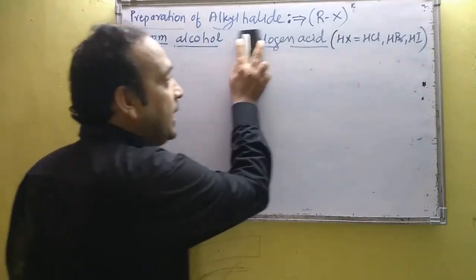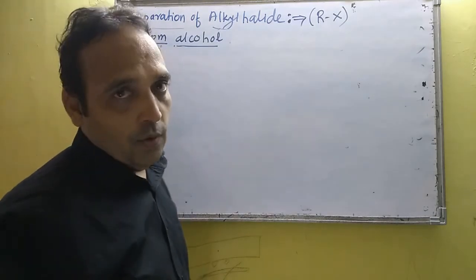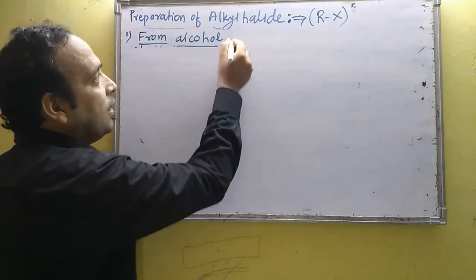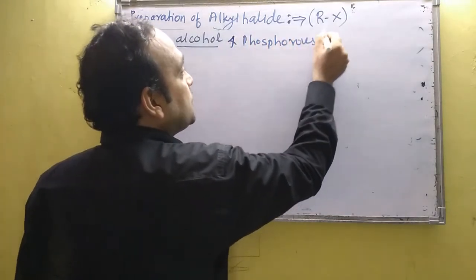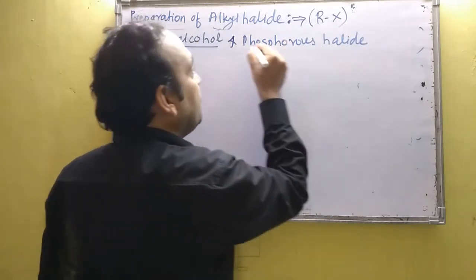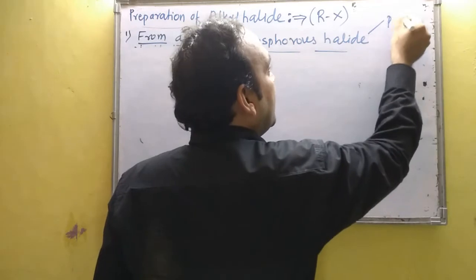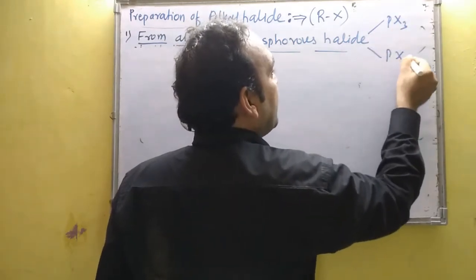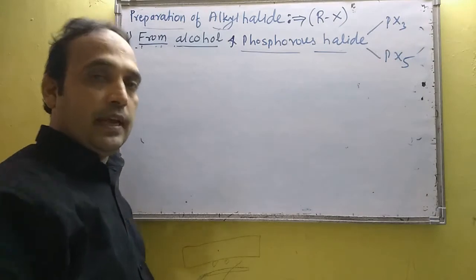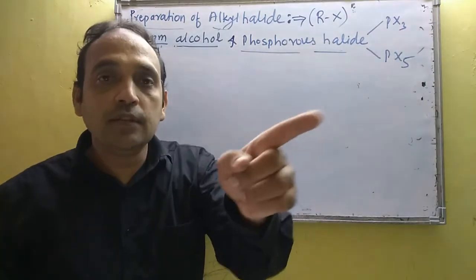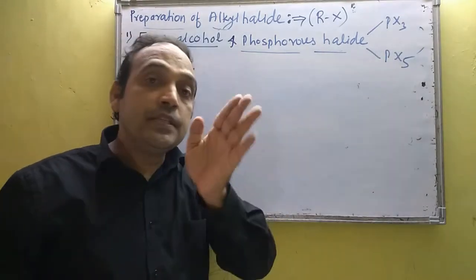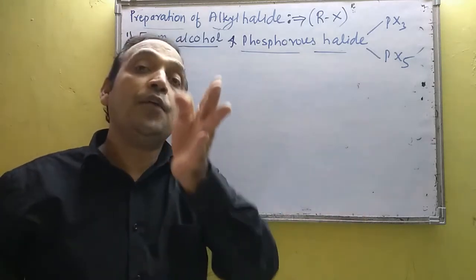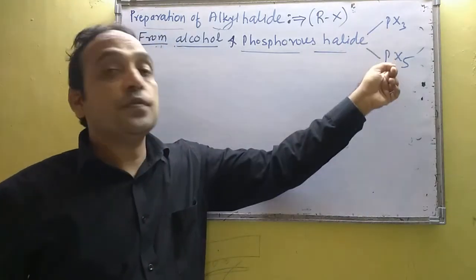using halogen acid, either HCl, HBr or HI. Okay. Now second, from alcohol and phosphorus halide. The phosphorus halides we are using are PX3 and PX5. PX3 means PCl3, PBr3, PI3, and the second one is PX5: PCl5, PBr5, PI5. These are the phosphorus halides.